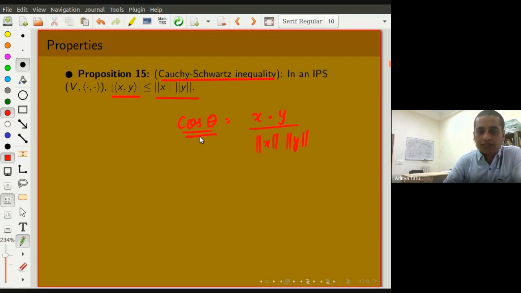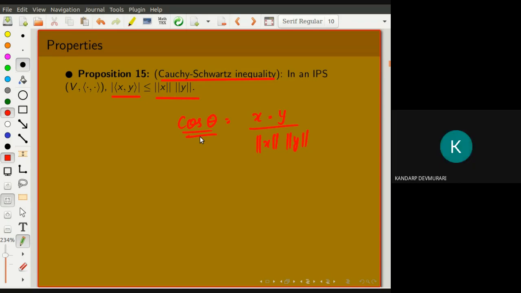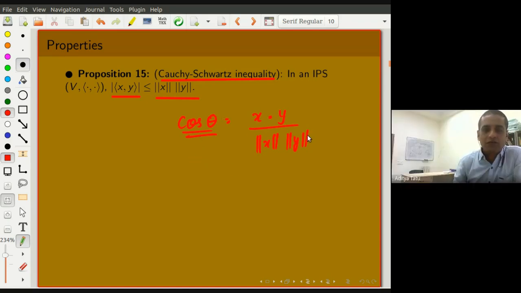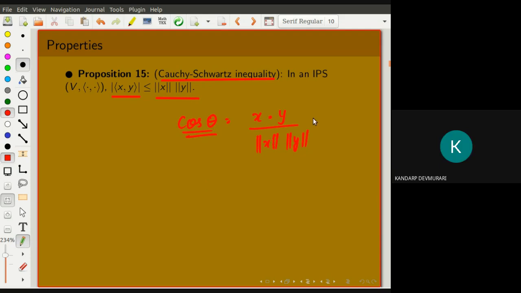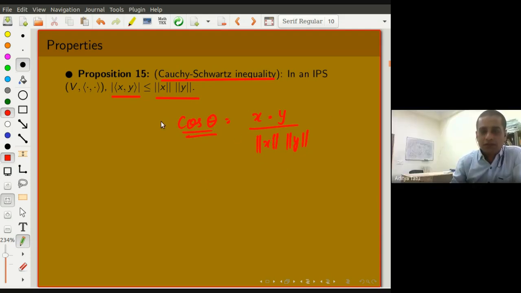What is the range of cos? Minus 1 to 1. Right. So if I take absolute values on both sides, what can the absolute value of the left hand side be? 0 to 1. So therefore, it is less than or equal to 1, and that implies the absolute value of x dot product y is less than or equal to norm of x into norm of y. Okay, now this is the proof if you are working in Rn.